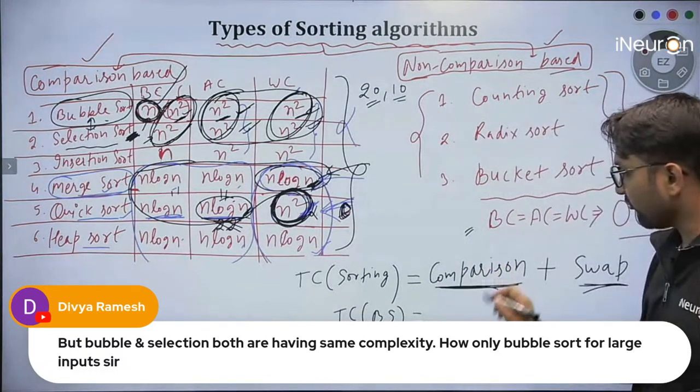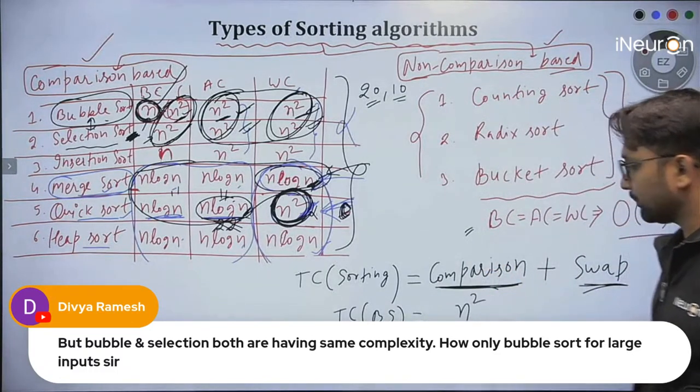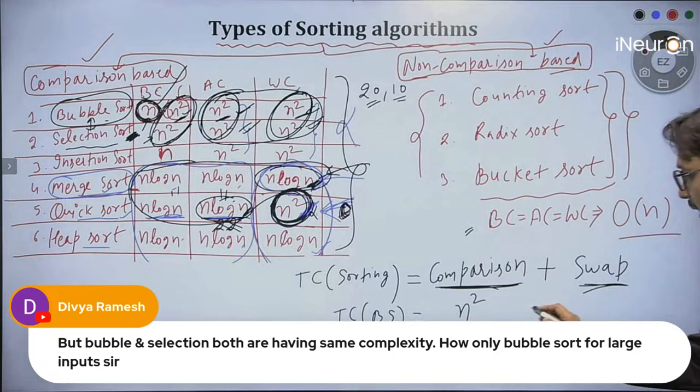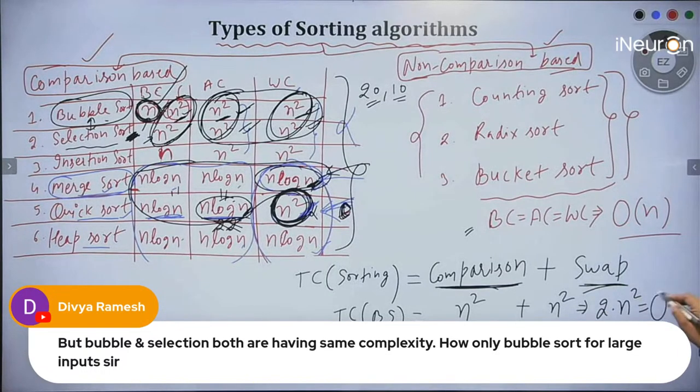In the case of bubble sort, the number of comparisons you will make is n square, and swaps will also be n square. Both are n square. So how much is the time complexity? 2 into n square. Asymptotically, that is n square. I can remove this 2.